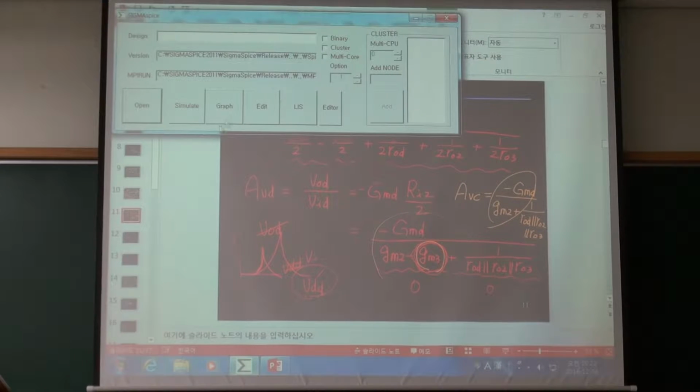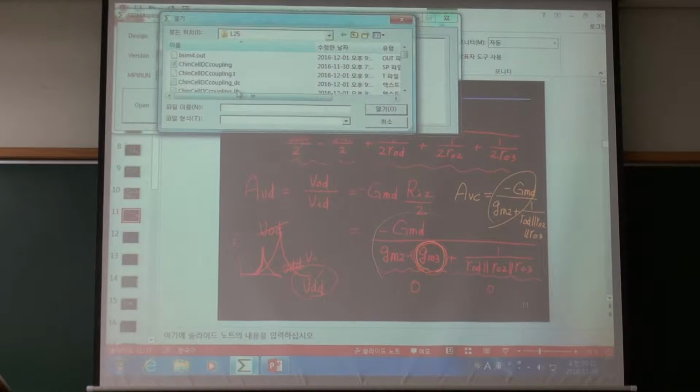Let's simulate the Nota cell. I think we did it before, but let's repeat the previous simulation. Oops, this is not the one. 26. Yeah, for the 26 Nota cell DC coupling. Oh yeah, this is the one.